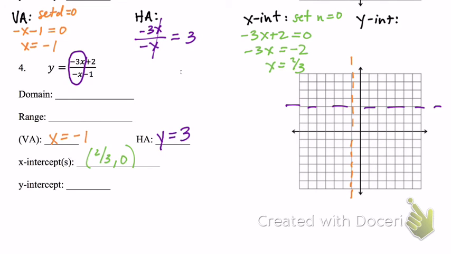And then my last thing that I solve for is y-intercept. So I plug x equals 0. So when x equals 0, what is y? So I have y equals 0 plus 2 over 0 minus 1. So that gives me negative 2. So the ordered pair would be 0, negative 2. So I'm going to plot those values. So 0, negative 2, and 2/3, 0. Then I can connect the dots.